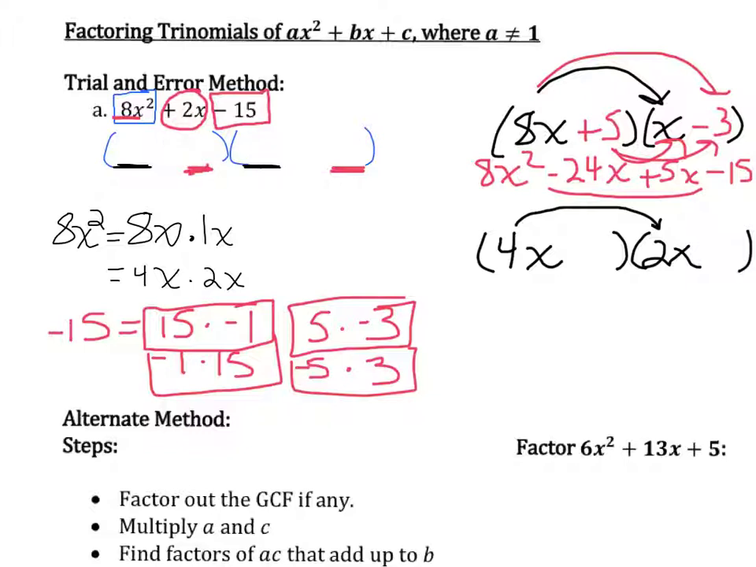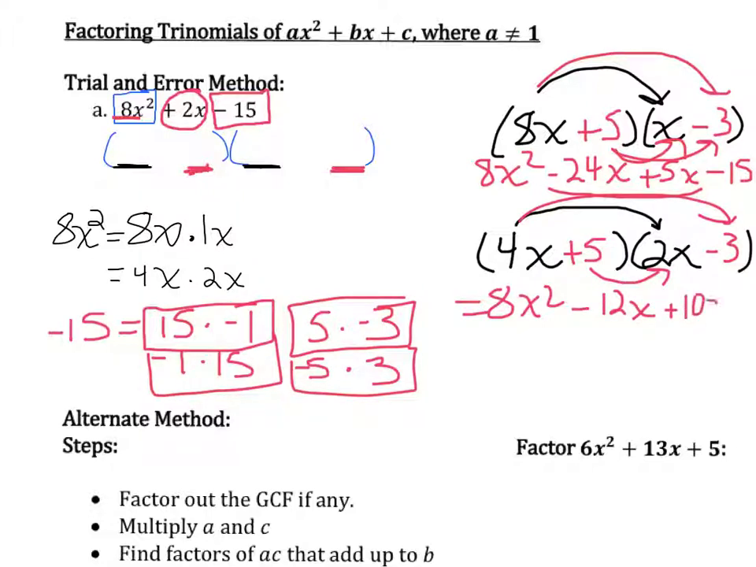Let's say I try it with this example here, with the 4x's and 2x's. Let's say I do plus 5 here and minus 3 here. When I fold it out, 4x times 2x is 8x squared. 4x times negative 3 is negative 12x. Here, I have plus a 10x. And I have a minus 15. Of course, I almost have it, because when I combine that negative 12x with the 10x, I get a negative 2x, whereas I need a positive 2x here. So neither of these work.